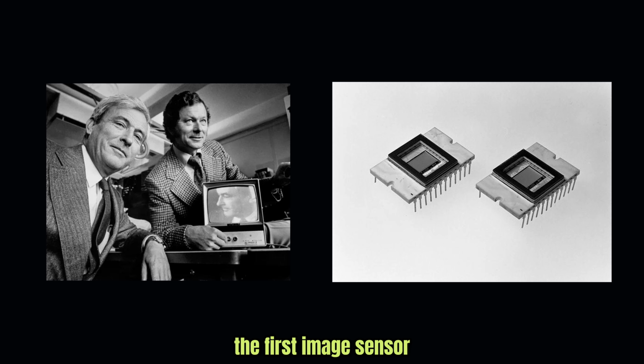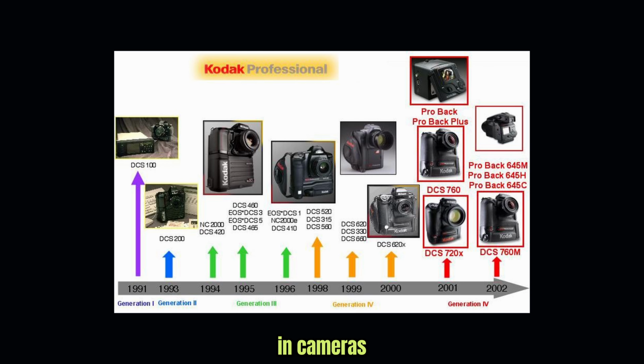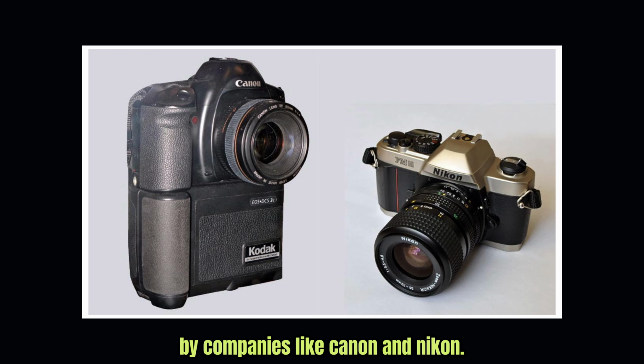The first image sensor was developed in 1969 at Bell Labs, but only started being used in cameras in the late 1990s by companies like Canon and Nikon.